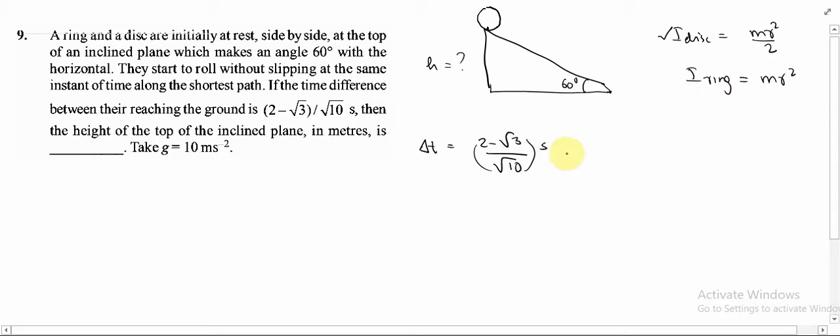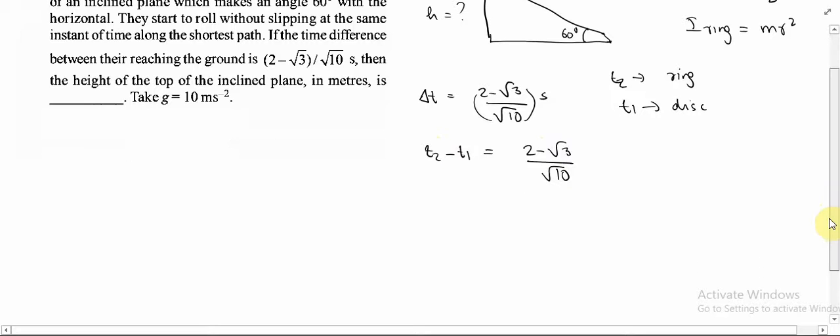Okay, so let t2 be the time taken by the ring to reach the ground, and let t1 be the time taken by the disk to reach the ground. So we can write this equation as t2 minus t1 is equal to (2 minus root 3) divided by root 10. You cannot take t1 minus t2 because the right hand side is a positive quantity. 2 minus root 3 is positive, so the left hand side should also be positive. That's why we need to know which one of them takes the longer time. The ring takes a longer time, so this will be t2 minus t1.